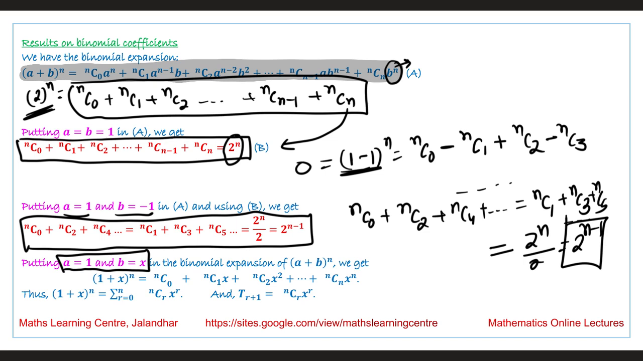Next, if we substitute a is equal to 1 and b is equal to x, we will obtain the expansion in this form: (1 plus x) raised to the power n is equal to this. Or in another way, we can write (1 plus x) raised to the power n is equal to sigma r is equal to 0 to n nCr x raised to the power r. So this is the expansion we have obtained for (1 plus x) raised to the power n.